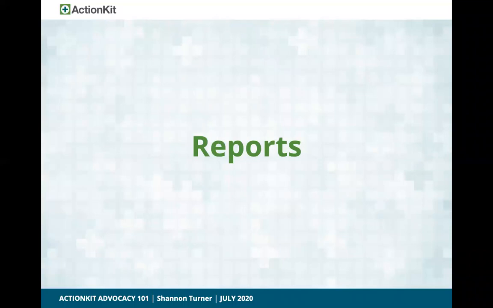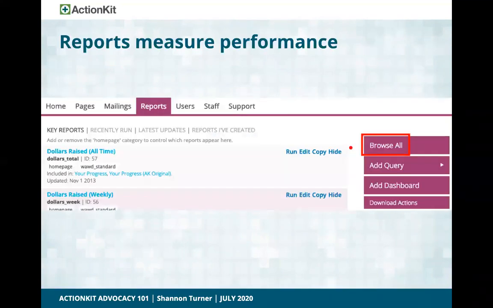Now, finally, we're going to move on and do a lightning review of reports. Reports let you measure how well your pages and mailings have performed. So it's things like how many actions have people taken on a petition page, how many donations someone has made, how many donations came in on a specific page, what's the open, click, action rate of a mailing, and so on.